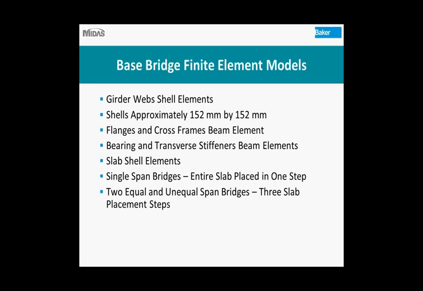So once we had all those designs done, next we had to go back and do our finite element models of them. We used the same technique that we used for Bridge 207. Our webs were modeled as shell elements. Our shells were approximately 6 inches by 6 inches, so like I said, it's very small. The flanges and cross frames were beam elements. We modeled our bearing and transverse stiffeners with beam elements. We used shell elements for our slab. For the single span bridges, we assumed that the entire slab was placed in one step. For the 2 equal and unequal span bridges, we had 3 different slab placement steps.